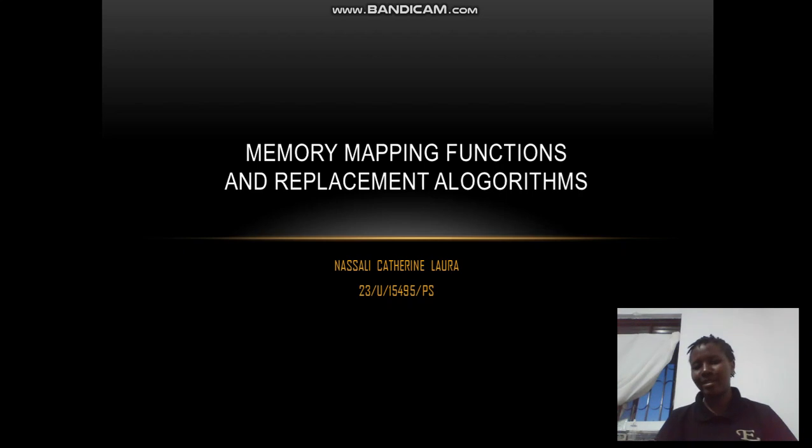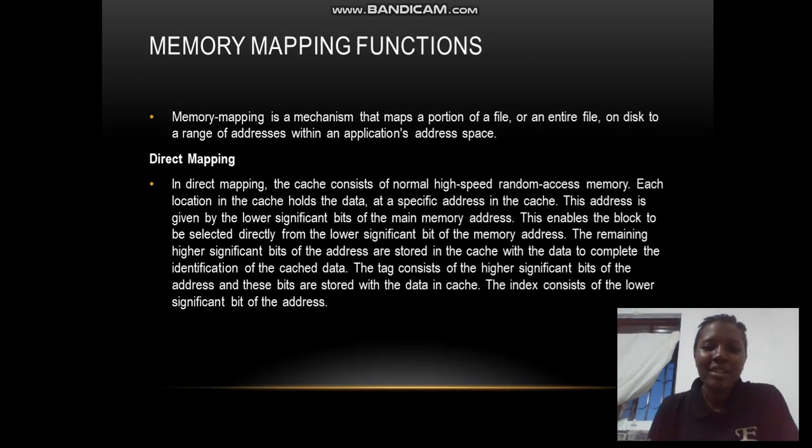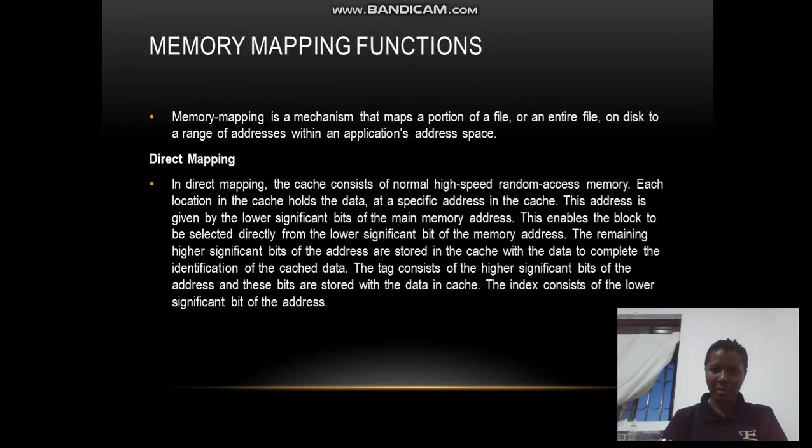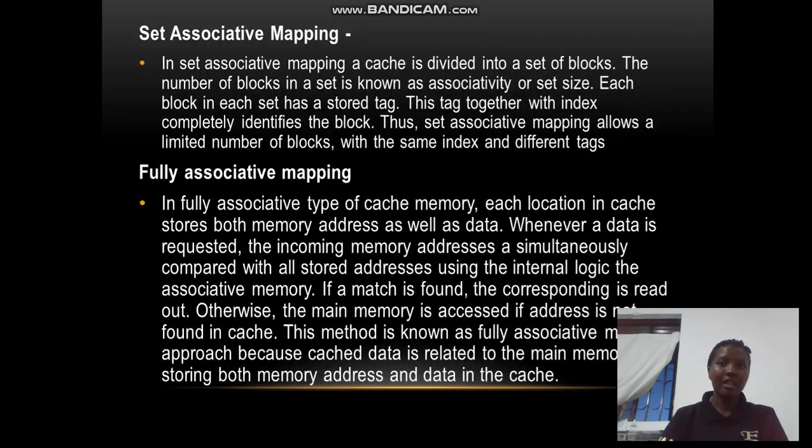Yeah, and we are doing mapping. So, mapping is a mechanism that maps a portion of a file or an entire file on a disk to a range address within application address space. So, we have three types of mapping functions: direct, associative, and set associative.